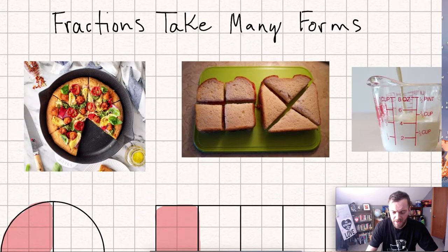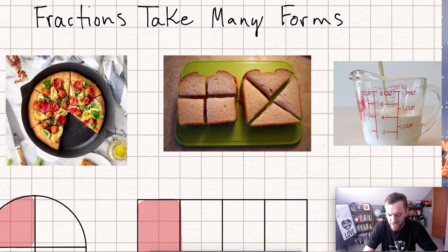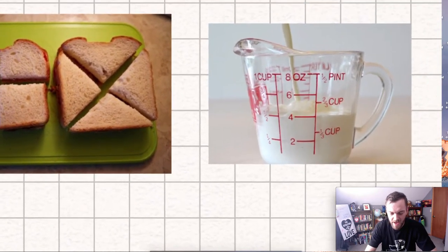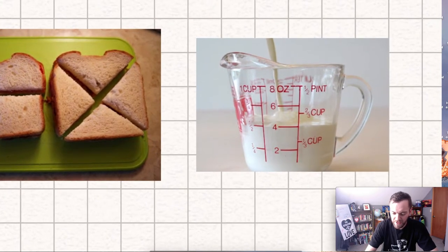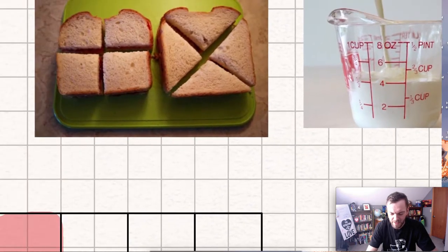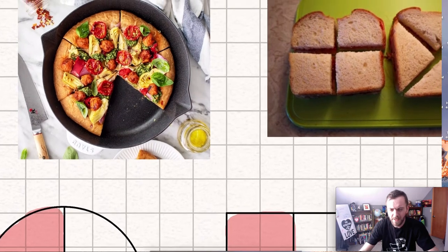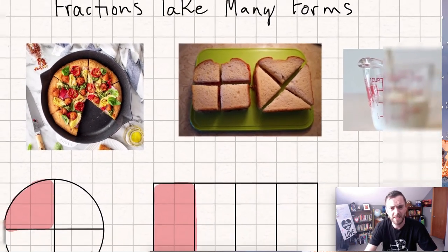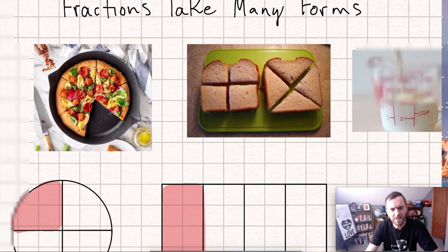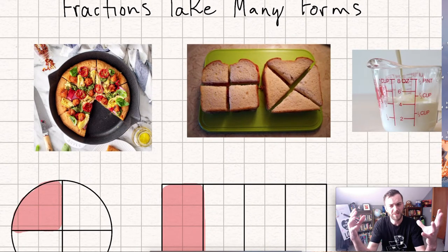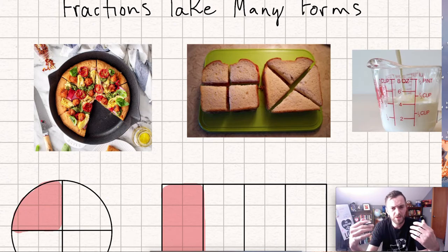A fraction can be a circle, like this pizza here. A fraction can be a square or a rectangle, and we can chop that up into triangles. A fraction can fill a measuring cup, and can fill a cup and be three-dimensional. And a fraction can be lots of different shapes. So that was the first idea that I wanted to share with you today, is that fractions can take many different forms. They don't have to be circles, they don't have to be rectangles, they don't have to be squares.